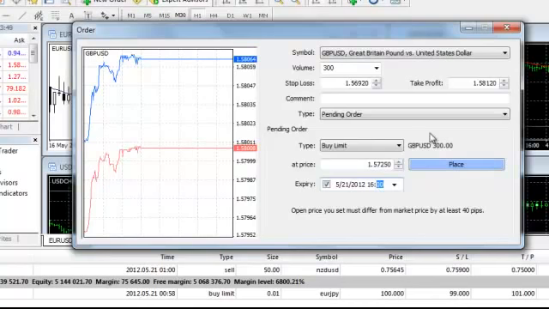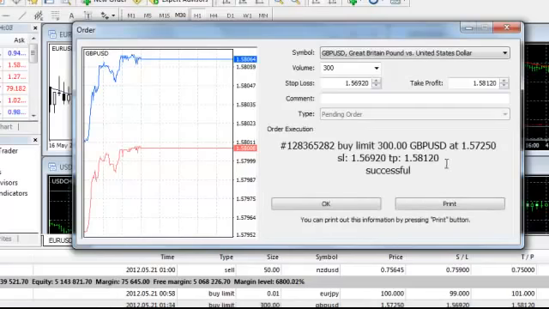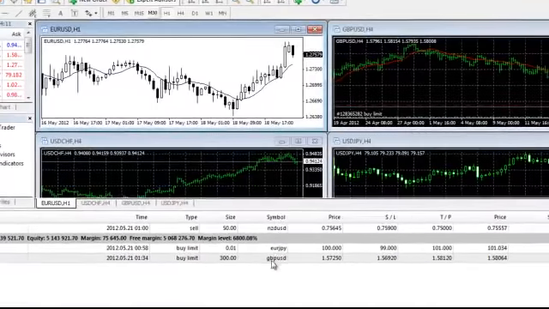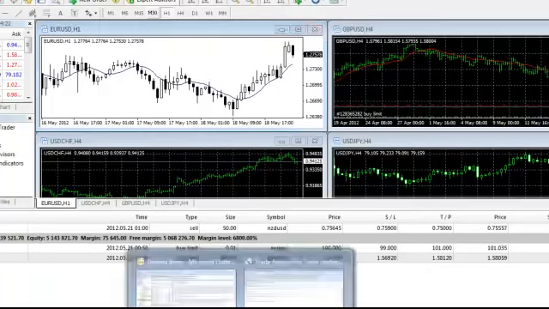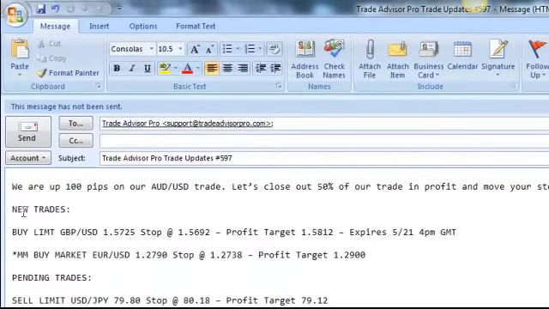And then when you're done, you check your order. Always double check, right? 300 round turn lots. We're going to buy pending order at 1.5725. Put our stop loss at 1.5692, and our take profit is 1.5812. Okay, we have an expiration date set in there. We push place. Boom. Okay. Now what happens is that order comes down here, and you have your live orders here, and these are your pending orders here. Okay. Now, so there we go. We just entered an order as a new trade, and now we go to the next one.